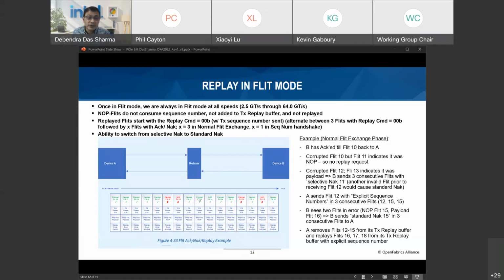And as you can see, Flit 12 got repeated here, and then you switched over to Flit number 15. So basically that's the standard selective replay, which is new for PCIe, as well as the go-back-N mechanism that a lot of standards adopt, including PCIe, right? So both coexist here. And the selective one is for optimization, as you can imagine.